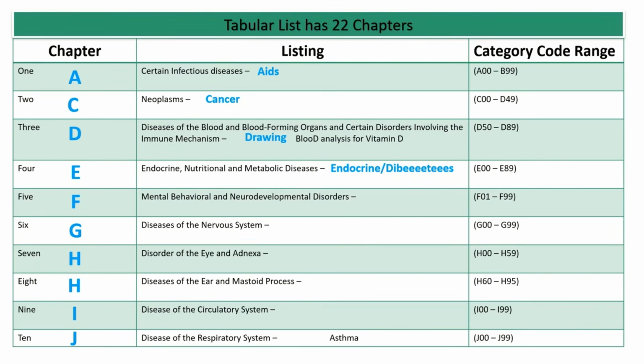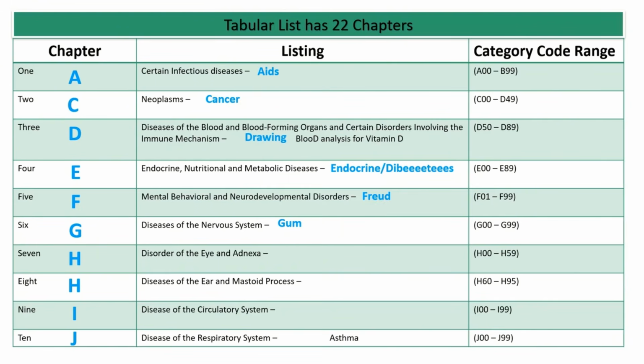Yes, chapter 5. This is where you'll find your diseases for mental, behavior, and neurodevelopmental disorders. When we think of code series F01 through F99, we think of Freud. Yeah, the father of psychoanalysis and mental health disorder treatment. Chapter 6, these are diseases of the nervous system. The diseases of the nervous system begin with the letter G. G00 through G99, and G is for gum. Gum pain is terrible nerve pain.